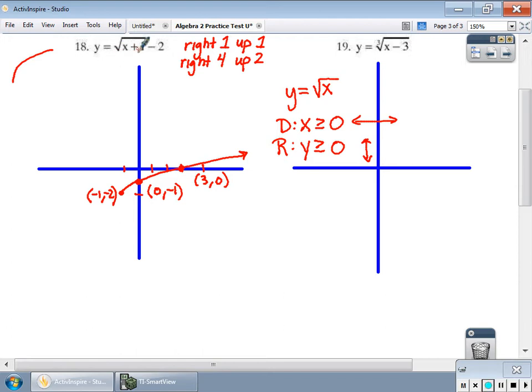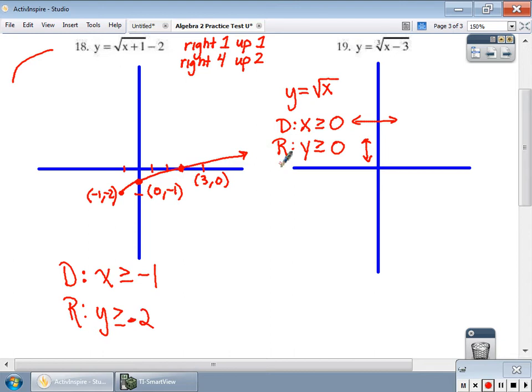So for this one, since we shifted to the left 1 unit, the domain also gets shifted to the left 1 unit. And so the domain for this function, y equals the square root of x plus 1 minus 2, becomes x greater than or equal to, not 0 anymore, because again, we got shifted 1 unit to the left. X is greater than or equal to -1. Then for the range, that got shifted down 2 units because of the -2. Y then becomes greater than or equal to -2.